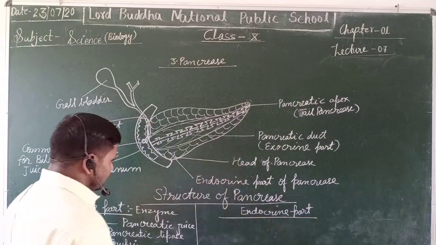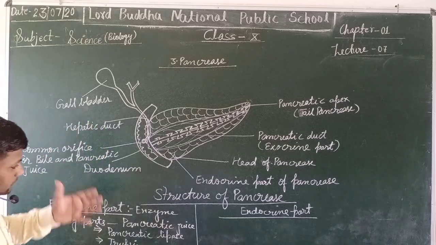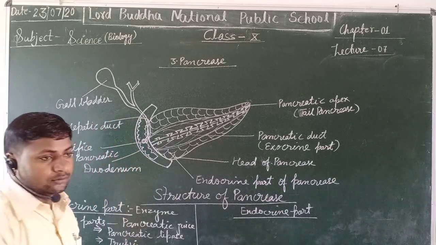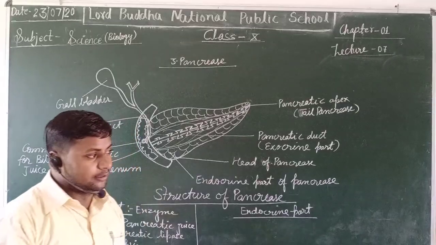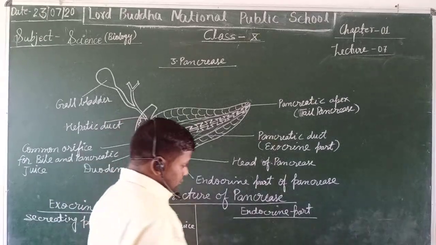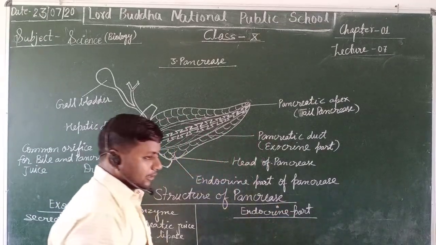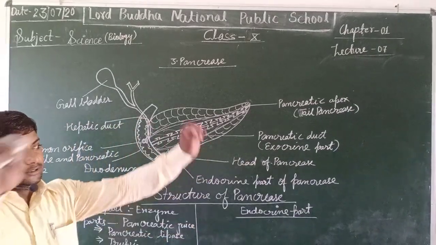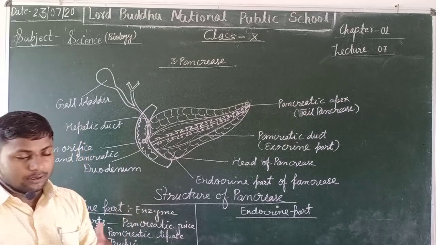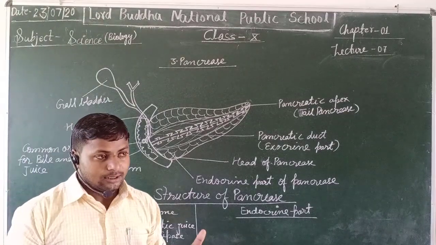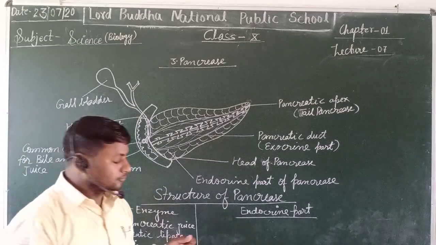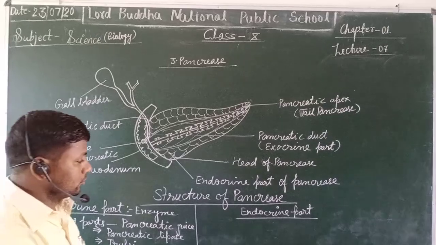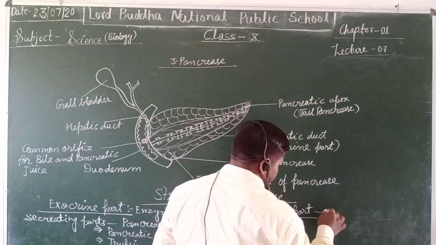Now this is the endocrine part of the pancreas. The endocrine part of the pancreas is also known as the islets of Langerhans. Why are they so called? Because the cells are arranged in a manner just like an earthen lamp. That's why the endocrine part of the pancreas is known as the islets of Langerhans.